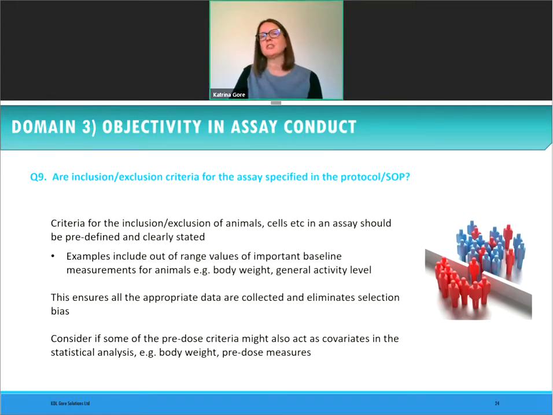We talk about inclusion and exclusion criteria. This idea of predefining what you're going to let into your study, what experimental units can come in. For example, you can include what would be out-of-range values for important baseline measurements for animals. And it ensures that all the appropriate data are collected and eliminates selection bias. You should also consider if some of your pre-dose criteria might actually act as covariates in the statistical analysis to help reduce random variability.